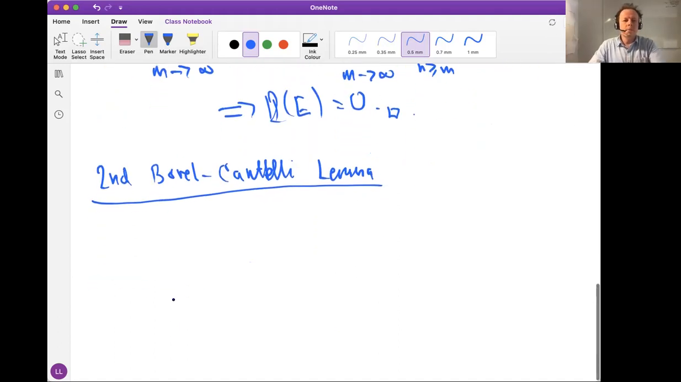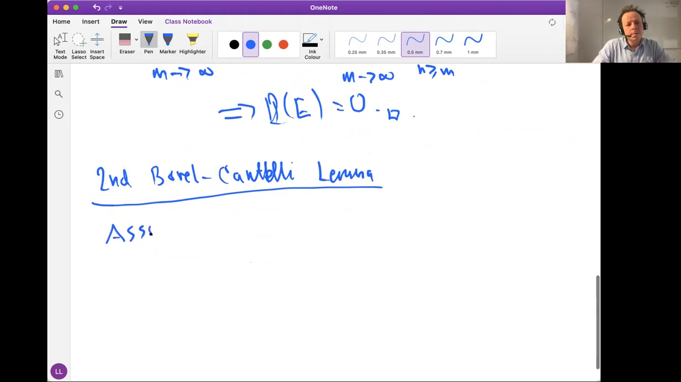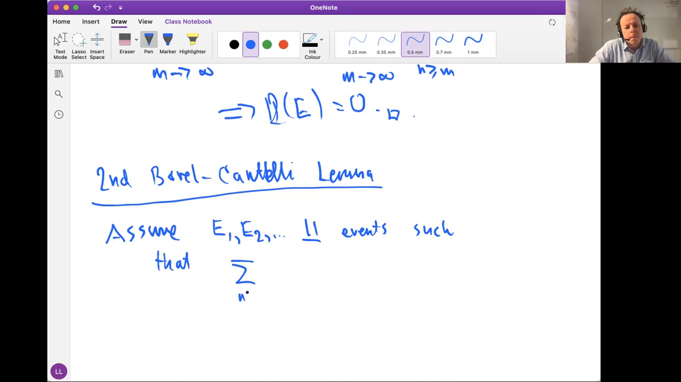What does that one say? It says, we assume that E1, E2, and so on are independent events, and such that now we assume that the sum of these probabilities is infinite.